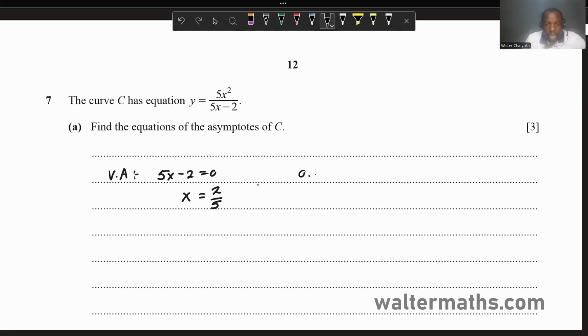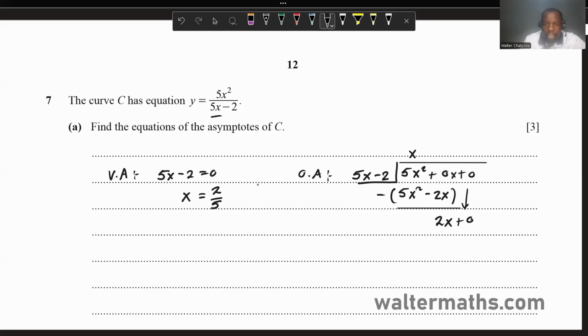But we also have an oblique asymptote, since the degree of the numerator is greater than the degree of the denominator. And we find it by division, right? 5x minus 2, we divide it into 5x squared. 5x squared divided by 5x gives us x, right? And x times this is 5x squared minus 2x. Then we subtract, and 5x squared minus 5x squared is 0. Then 0 minus that is just 2x. This is plus 0.